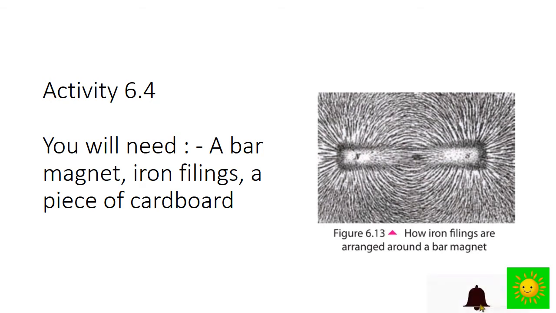You can suggest the reason for the arrangement of iron filings on the sheet of cardboard according to the pattern. This is how iron filings are arranged around the bar magnet.